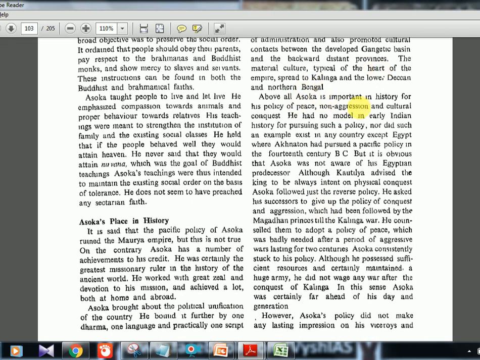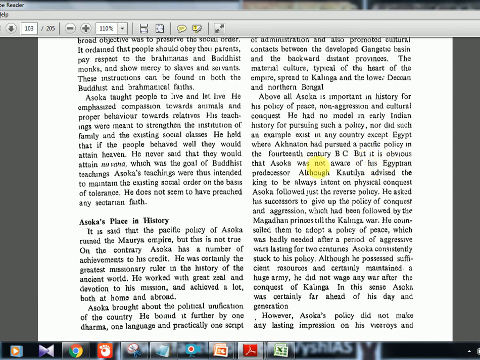Above all, Ashoka is important in history for the policy of peace, non-aggression, and cultural conquest. He had no model in early Indian history for pursuing such a policy. So he is the first one to do such a thing. There is no model which he followed. Such an example did not exist in other countries also. They are telling that in Egypt, Akhenaton had pursued a pacific policy in the 14th century BC. So there was no example before him. That is what they are telling.